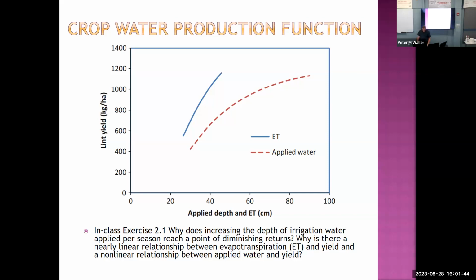The second question is, why is there a nearly linear relationship between evapotranspiration and yield and a nonlinear relationship between applied water and yield? So this blue line isn't perfectly linear, but it's close to linear. Yes? Because evapotranspiration includes the water that the plant actually uses. Yeah, so it's going to go right. It's using that water, that's what the plant is using and converting to energy through photosynthesis. Okay, great.